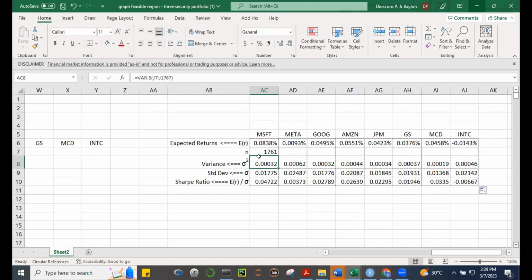Sir, can I see the formula for the Sharpe ratio? Sharpe ratio, okay. It's just the ratio of your expected returns and risk. Oh, okay, sir. Thank you.